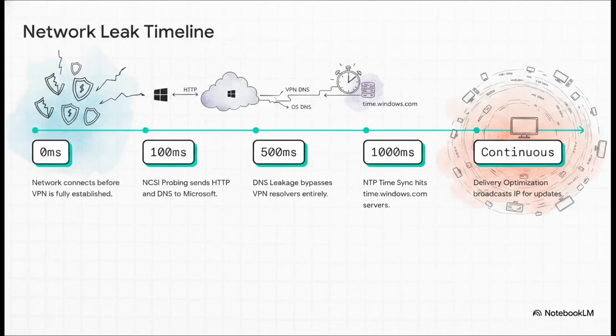And honestly, it gets even worse when you look at network leakage. The literal moment you boot up, before your VPN tunnel even has a chance to fully establish, Windows is already giving you away. Milliseconds after a network connects, the OS sends HTTP and DNS probes to Microsoft just to check internet status. Then, Windows' built-in DNS resolver can just completely bypass your VPN's custom DNS. Shortly after that, it pings time.windows.com, and then ongoing, Delivery Optimization is constantly broadcasting your IP address for peer-to-peer updates. The wild part? All of this happens at the OS infrastructure level before you even open a web browser.